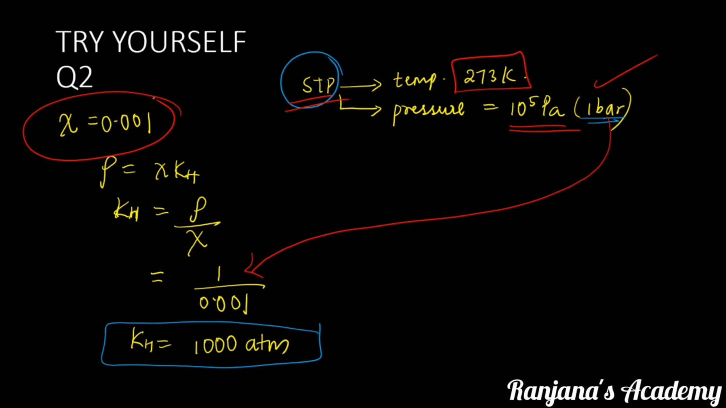Now molarity is given for you. This is the formula which you have to use to find out your kH value, Henry's constant.